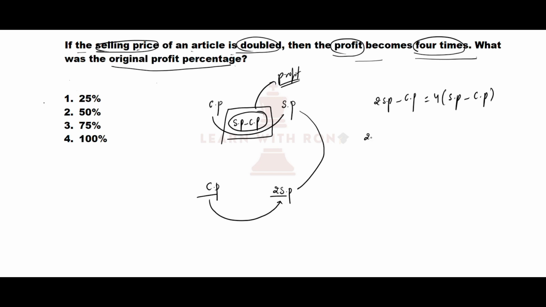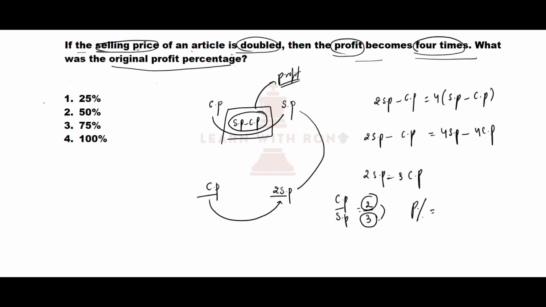That's all. See, 2SP minus CP is equal to 4SP minus 4CP. 4SP minus 2SP, which is 2SP, 4CP minus CP, which is 3CP, which implies CP by SP is equal to 2 by 3. Means if cost price is 2 rupees, selling price is 3 rupees. So profit percentage is nothing but how much? 3 minus 2, 1. 1 by 2, we'll find profit on cost price as 1 by 2. 1 by 2 is nothing but 50%. So which is option number 2 here.